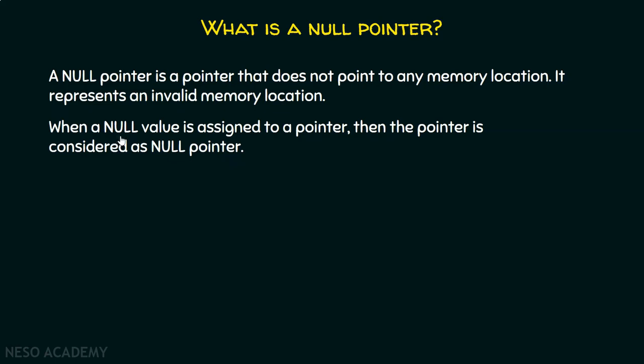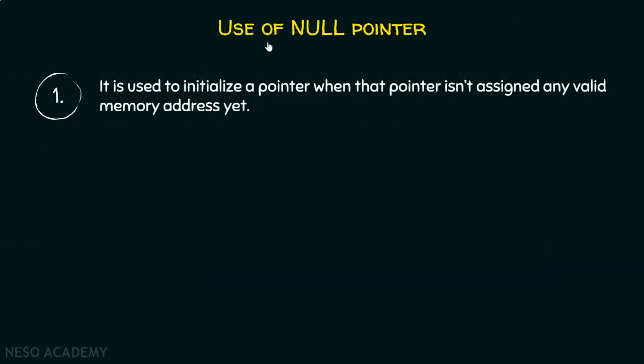When we initialize a pointer with null, then that pointer also becomes a null pointer. For example, here in this case, we have initialized this pointer with null. So this is a null pointer. Okay. Now here are some uses of a null pointer.